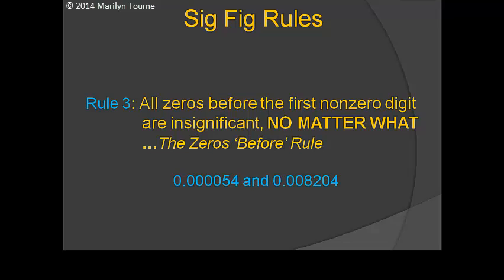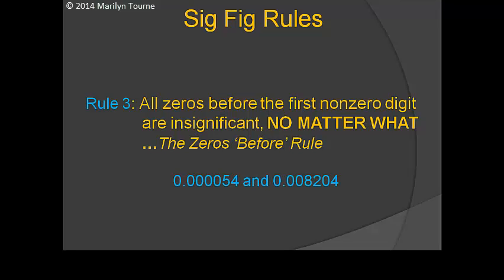The third rule is the zeros before rule. And it says that all zeros before the first non-zero digit are insignificant, no matter what. So for example, 0.000054 has how many significant digits? Well, it's got 1, 2, 3, 4, 5 zeros, but they're all before that first non-zero digit. So that makes it only 2 significant digits. The only thing that's significant in that first number is the 5 and the 4.